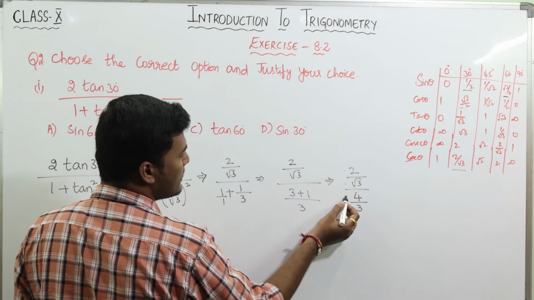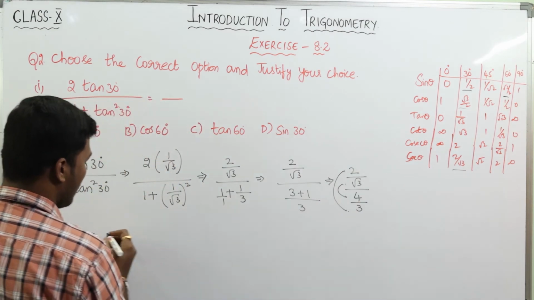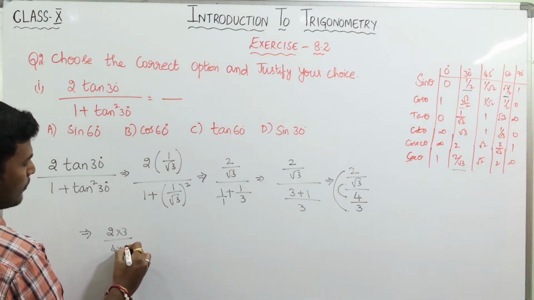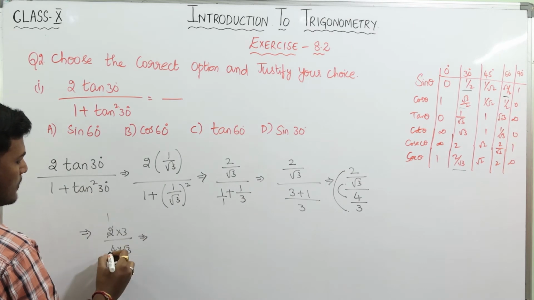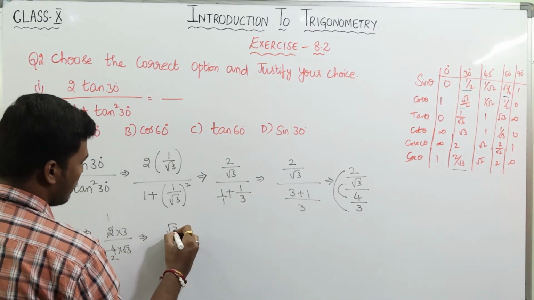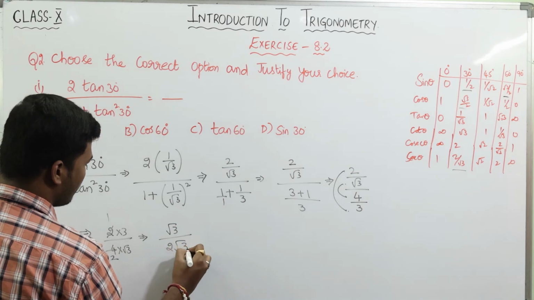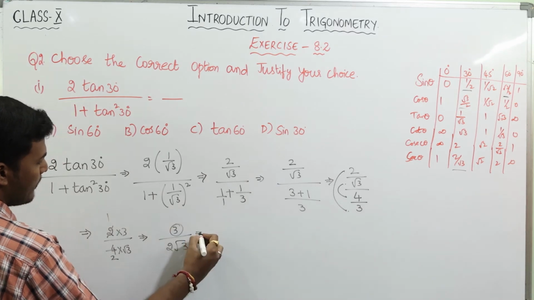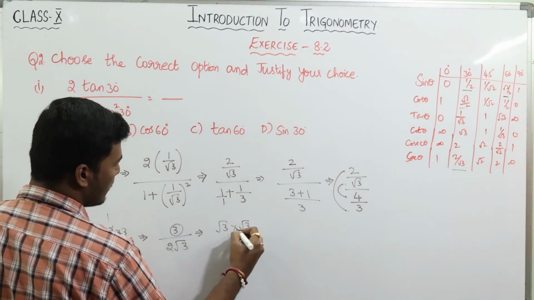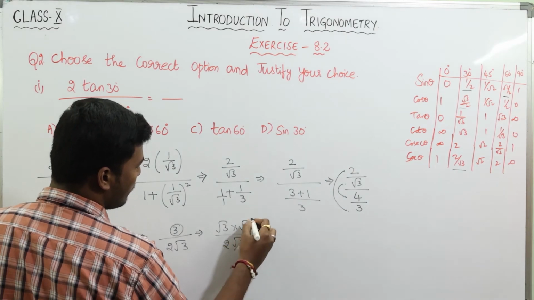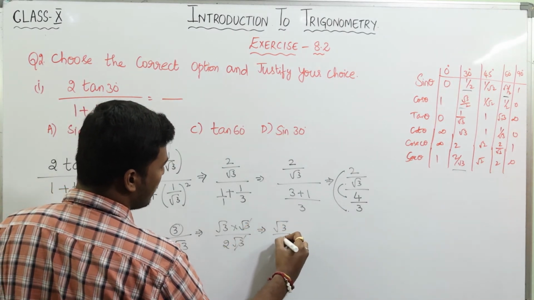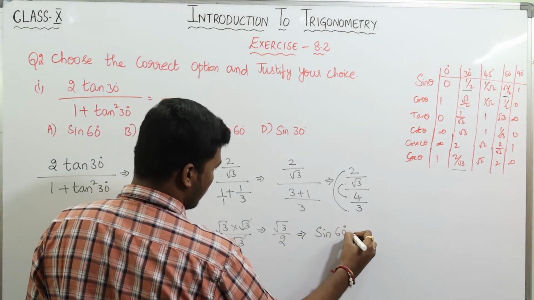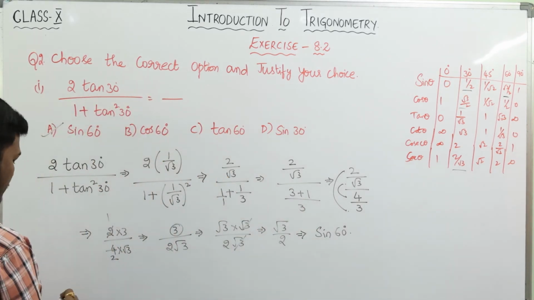Now A by B by C by D, AD by BC, then that will become 2 into 3 by 4 into root 3. This implies 2 1s, 2 2s. So you are left with 3 by 2 root 3. So this 3 can be written as root 3 into root 3 by 2 root 3. Root 3 gets cancelled. You're left with root 3 by 2. So root 3 by 2 is nothing but sine 60 degrees. So therefore option A is correct.